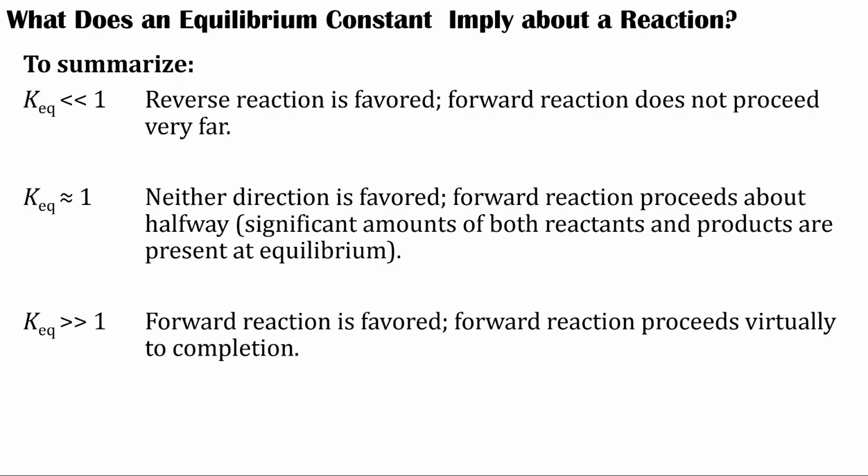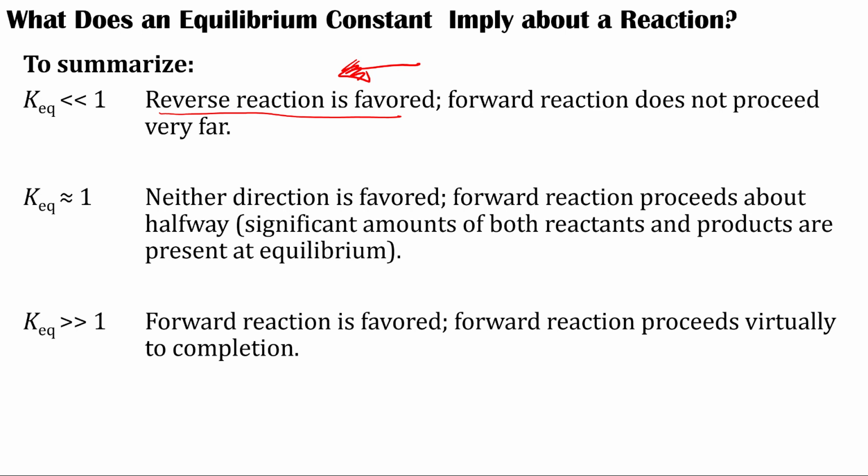Okay, so to summarize, when K is much, much less than 1, so it's a very small number, the reverse reaction is favored. So the reaction wants to go backward and produce more reactant, so it doesn't proceed very far. If you only put reactant in the reaction container, you're only going to get a very, very little amount of product and a lot of reactant left over.